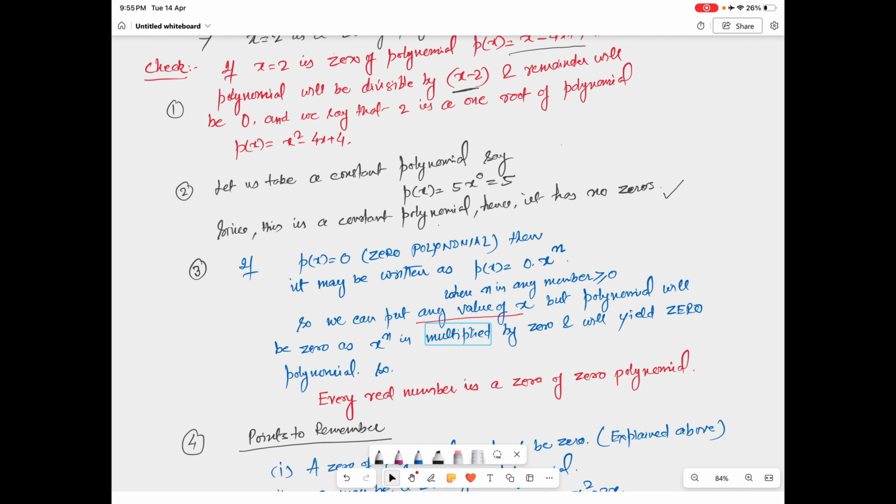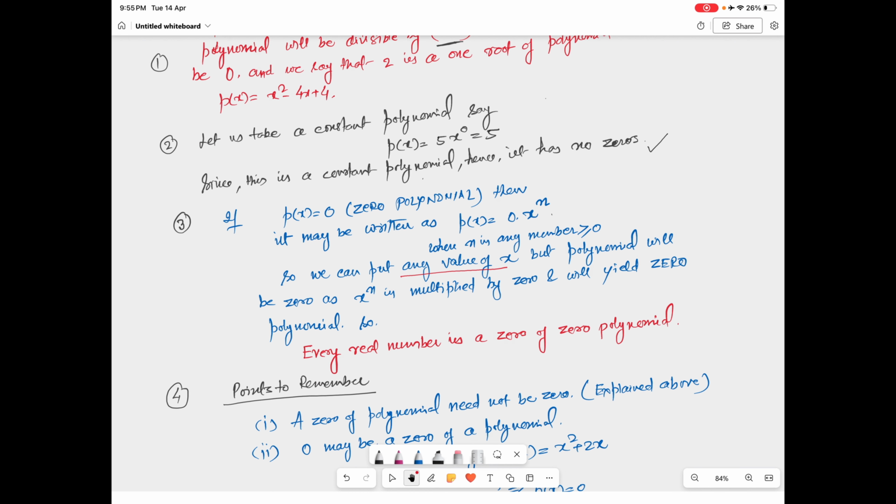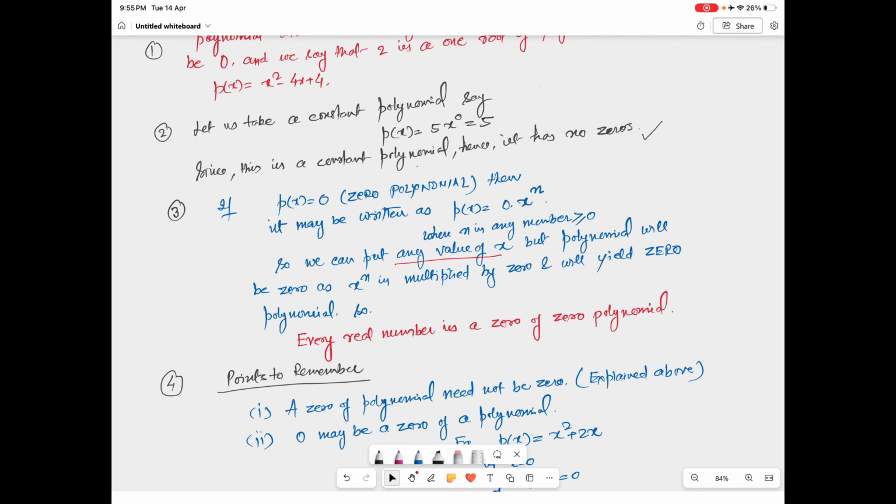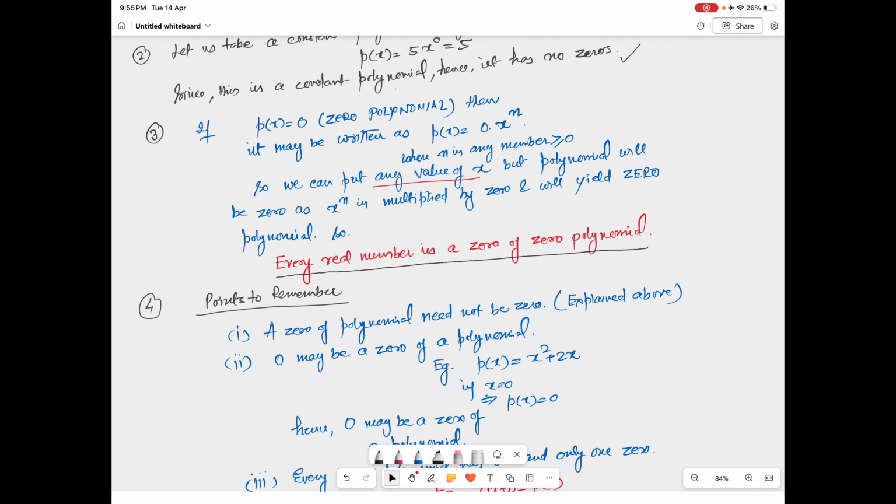Therefore, we can say that x to the power n into 0 will yield 0. So for any number, if we substitute any value of x, we will get the value of the polynomial as 0, because the coefficient is 0. A number multiplied by 0 will yield 0. So every real number is a zero of a zero polynomial. This I have written in red. You must understand why every real number is a zero of a zero polynomial.